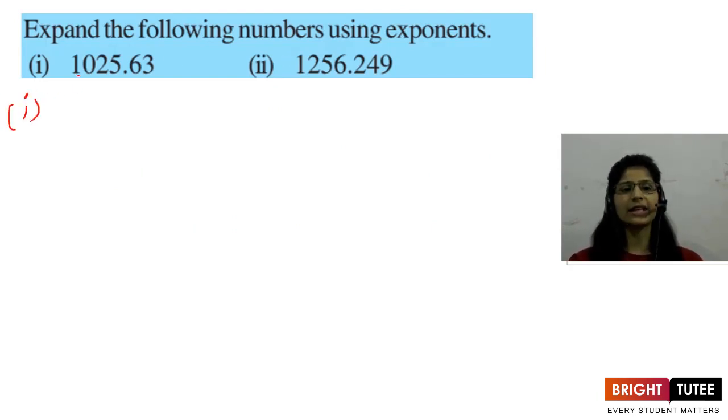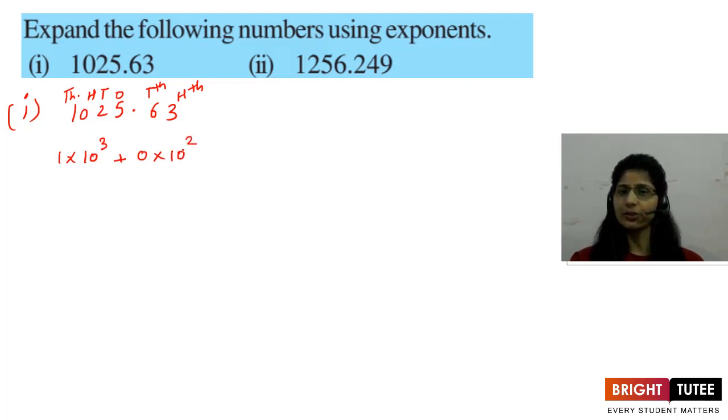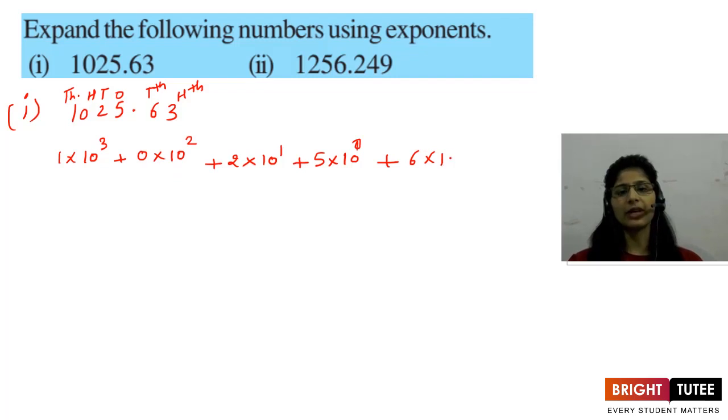So the first part, 1 is at which place? 1025.63. Ones, tens, hundreds, thousands. This is the 10th place. This is the 100th place. So 1 into 1000 is 10 to the power 3, plus 0 into 10 to the power 2, plus 2 into 10 to the power 1, plus 5 into, instead of 1 we can write 10 to the power 0 because 10 to the power 0 is 1, plus 6 into 1 upon 10. 1 upon 10 can be written as 10 to the power minus 1, plus 3 into 1 upon 100. 1 upon 100 can be written as 10 to the power minus 2.